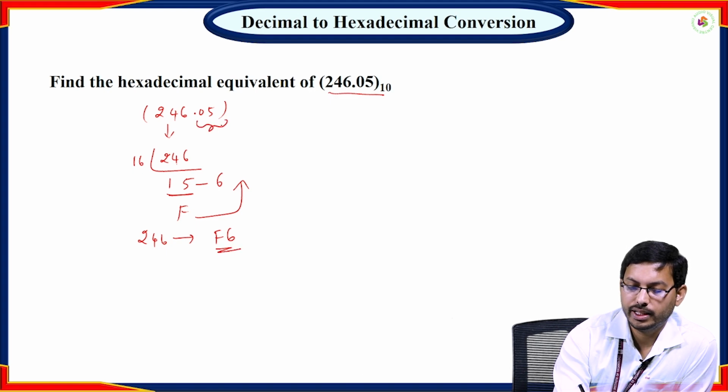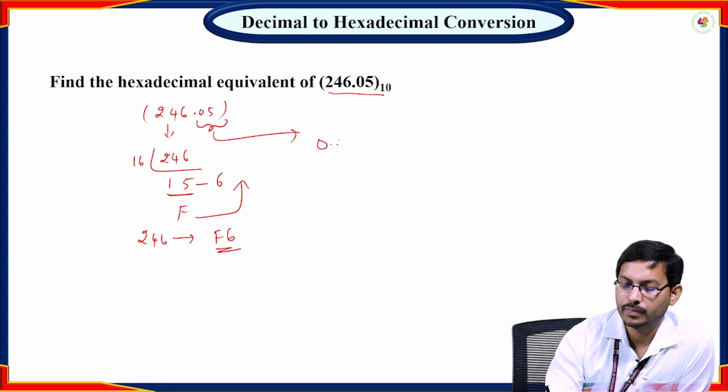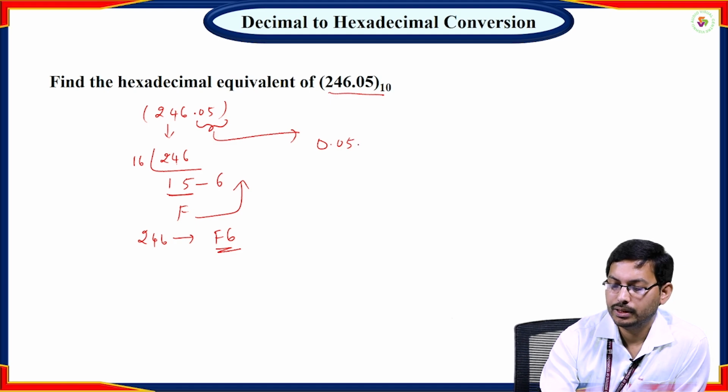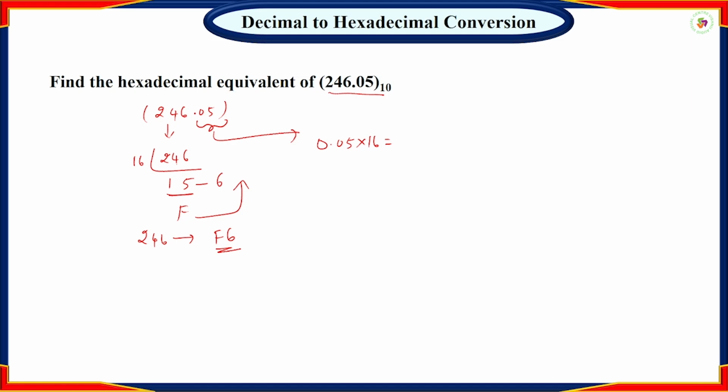Now you can take the 0.05 fractional part, just multiply this with 16. So what is the value you can get? That is 0.05 into 16, you can get the value 0.8. So now take this 0 as it is and now take 0.8. So here 0.8 into 16 is equal to, now multiply 0.8 by 16. If you multiply 0.8 by 16, you get 12.8.